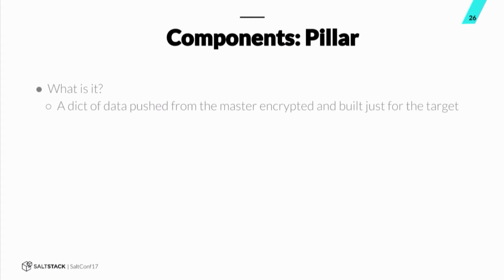Since I talked about the pillar data, we've got to talk about it. So what is it? It's just a dictionary of data that's specifically for a minion that's built by the master. It's a cutesy name, but that's all it is. The big difference, besides it being just a dictionary of stuff, because grains are also just a dictionary of stuff, is that the pillars are rendered master side. And in addition, the pillars are actually encrypted specifically to the target that they're intended for.